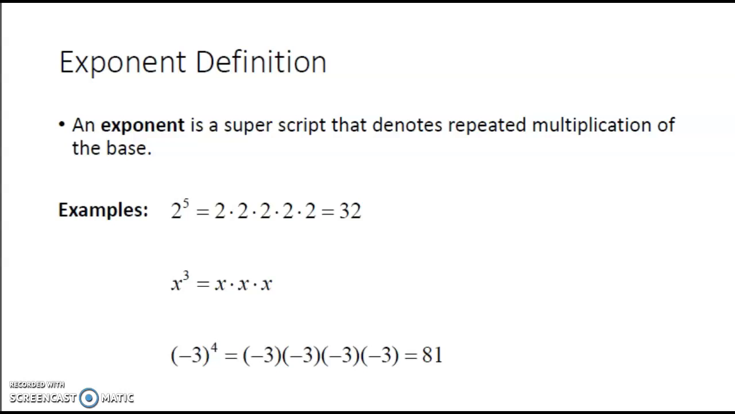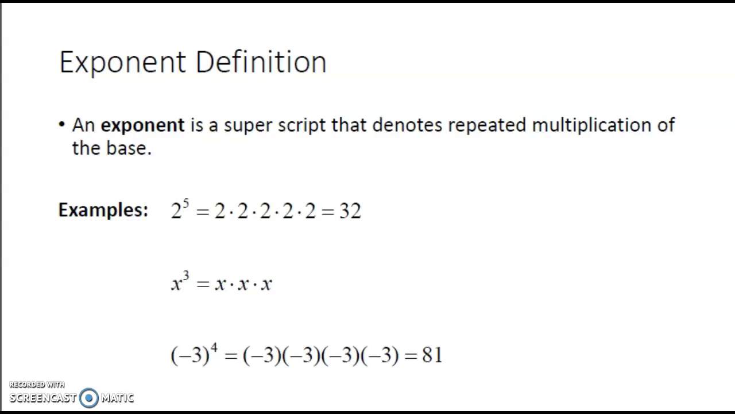An exponent is just a superscript that means repeated multiplication of the same base. Superscript: super means up or above, and script is just notation. So we have a little number written in the upper right-hand corner of some other base. That base could be a number, like in the first example here, where the base is 2 and the exponent is 5. That means the base of 2 is being multiplied by itself 5 times. You see the number 2 written 5 times, and they're all multiplied together. In this case, you could actually evaluate that, and that gives you 32.